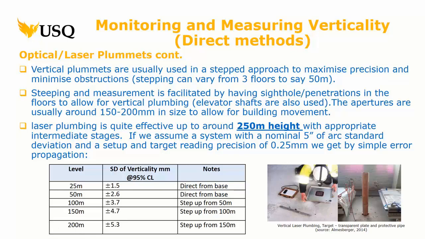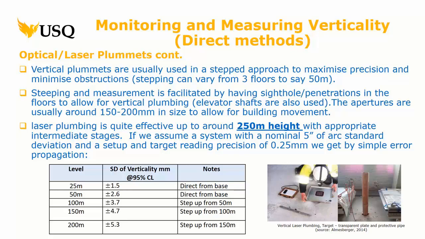Vertical plummets are usually in a stepped approach, so it depends on the range of the vertical plummet. You'd have to look at plotting range versus precision. Sometimes it's not linear, it can be curvilinear. So if I do 3 floors or whatever, I stay within the precision. If I go past that, I start losing it.